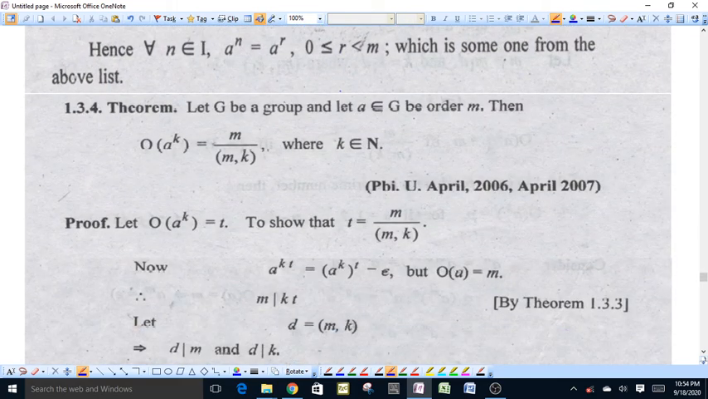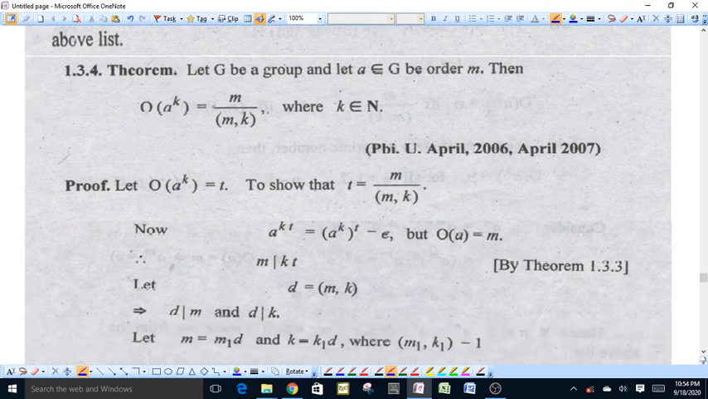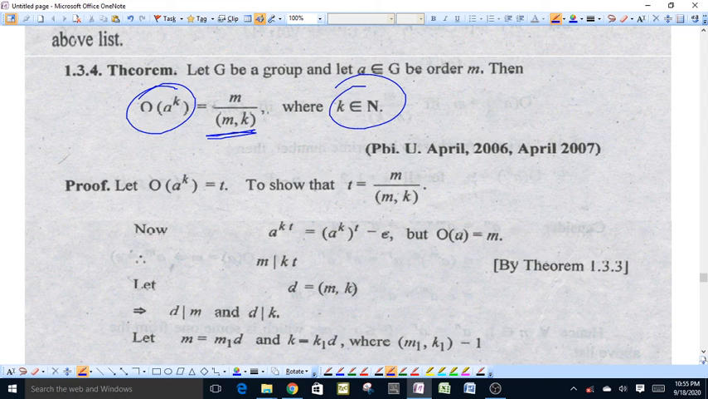Now, a very important theorem. Let us suppose G is a group and a is any element of G whose order is m. Then the order of a raised to power k will be equal to m upon GCD of m and k, or HCF of m and k, where k is a natural number.